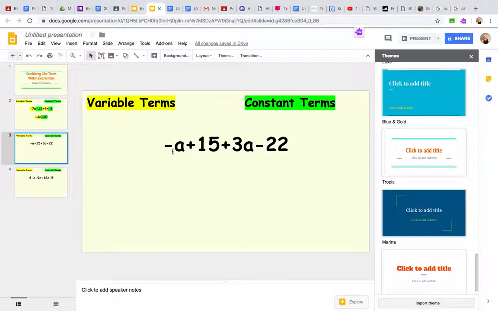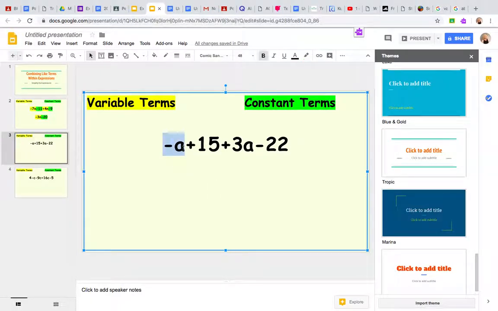Okay, here we have negative a plus 15 plus 3a minus 22. So again, I'm going to do what I did on the slide before, and I'm going to go through and highlight my variable terms yellow and then highlight my constant terms green. I'm actually just going to do it as I move along the expression. So the first thing I see here is a negative a. It has a variable, so I know that that is a variable term.